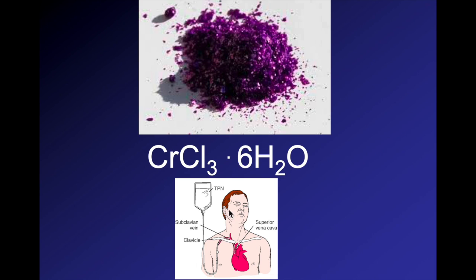And the next one, the formula is CrCl3 6H2O. This is what the compound looks like. And this is typically used as a certain type of additive in certain types of IVs, what they call a TPN IV. So I want to know, what is the name of CrCl3 6H2O?